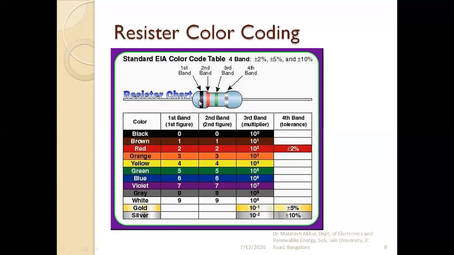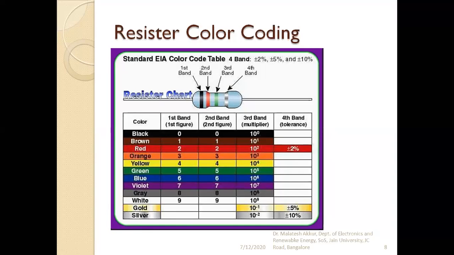The first band indicates the first digit of the value. The second band is the second digit of the value. The third band is the multiplier. And the last band is the tolerance. For example, the first band: it might be brown. Usually, the first band won't be black because black is 0, it won't be like that. So we can consider it as brown.